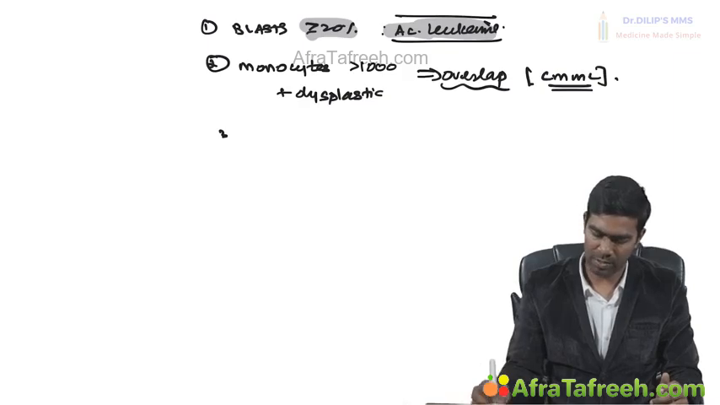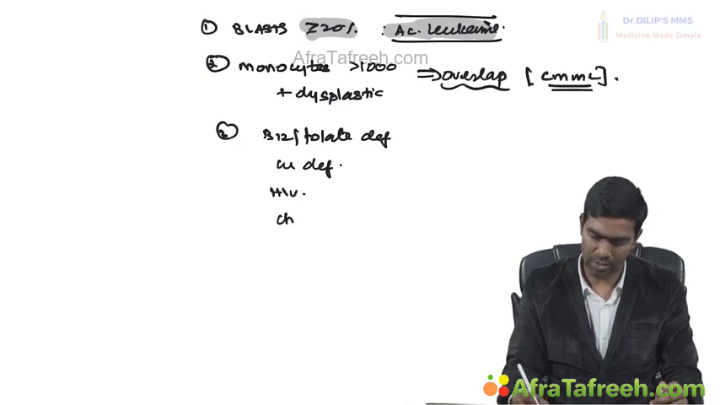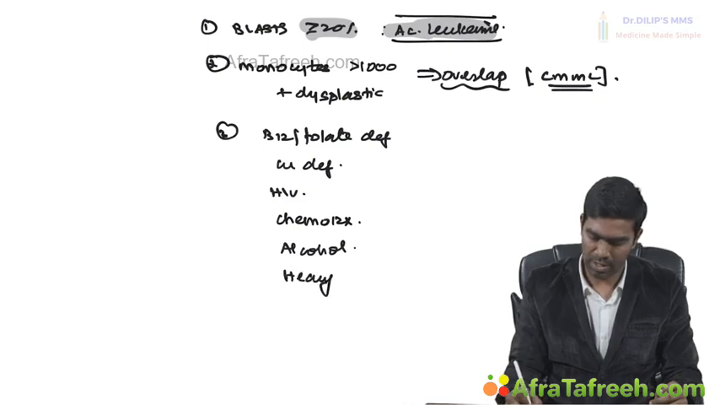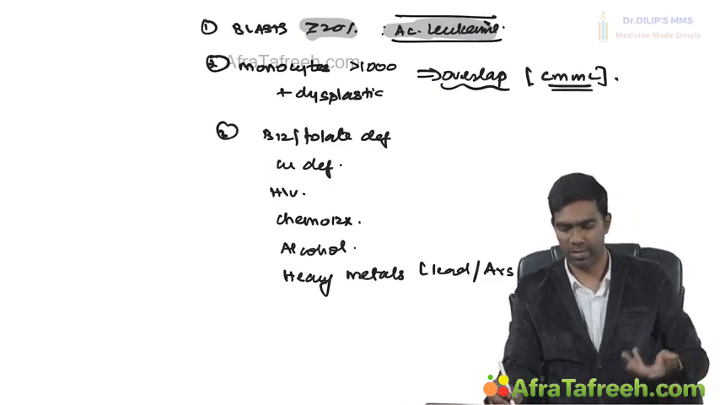What are the other causes of dysplasia? You can have a B12 or a folate deficiency. You can have a copper deficiency. You can have HIV infection or any other viral infection, if the patient is taking chemotherapy, or has chronic alcoholism, or is exposed to heavy metals like lead or arsenic. And even AML is one condition which can produce dysplastic cells.